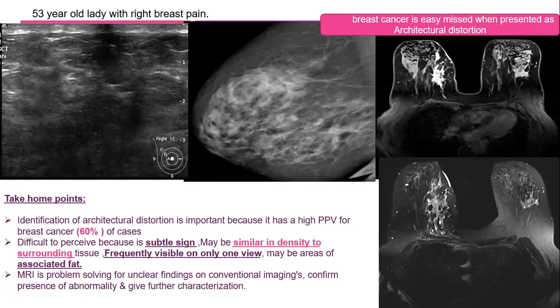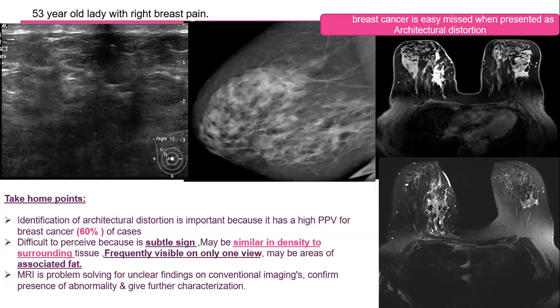So the take-home point is that identification of architectural distortion is very important because it has high positive predictive value for breast cancer, up to 60% of cases. It is difficult to perceive because it is a subtle finding. Sometimes it might have similar density to the surrounding parenchyma. If you look here, it is almost the same as the surrounding parenchymal density. That is why, and it is most of the time seen in only one view of standard mammography and associated with areas of fat, which makes it difficult to appreciate.